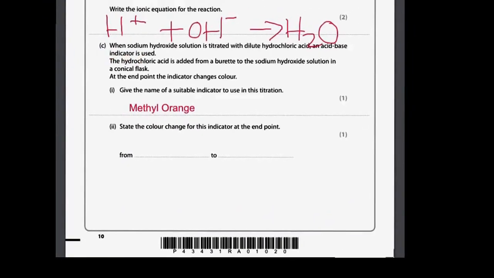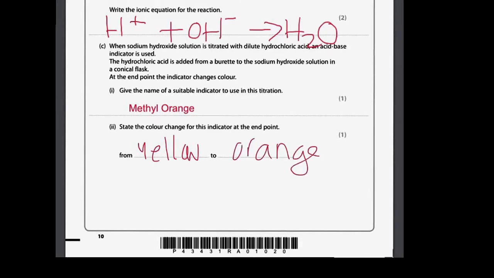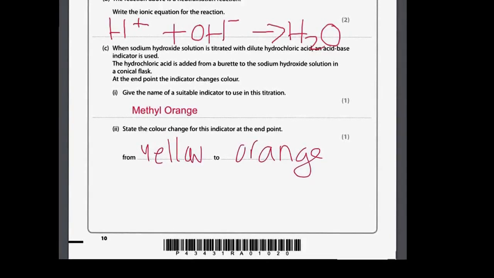This question asks you about indicators. So the answer would be methyl orange, and this is when it turns from yellow to orange. But you could also put phenolphthalein, and this would turn from pink to colourless, and you would know the neutralization reaction has occurred.